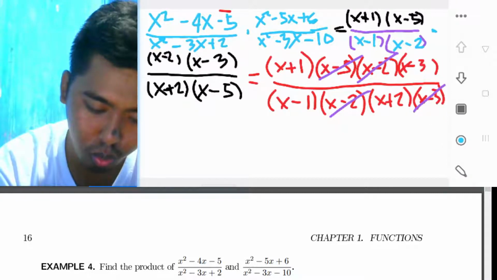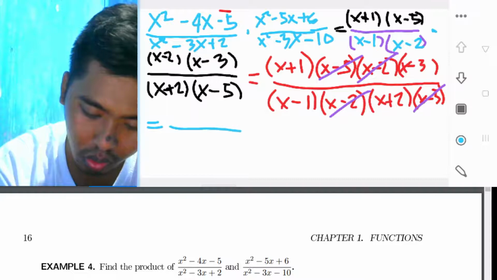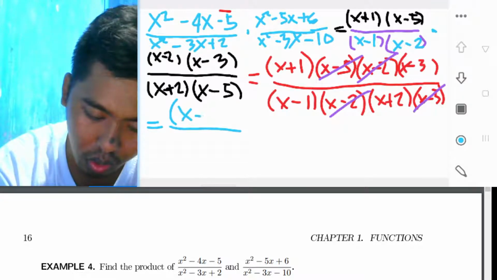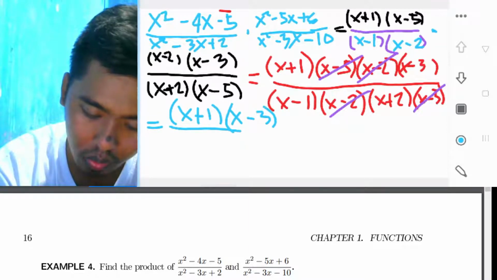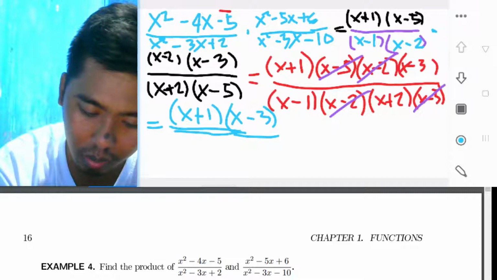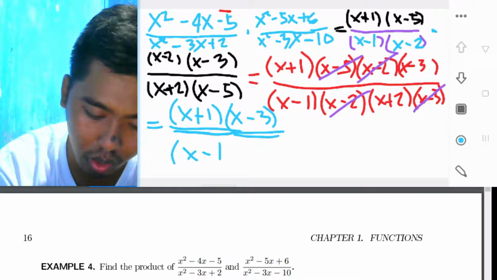Let's use blue. Okay, that is x plus 1 and x minus 3. Alright. Then the denominator, that would be x minus 1, then x plus 2.